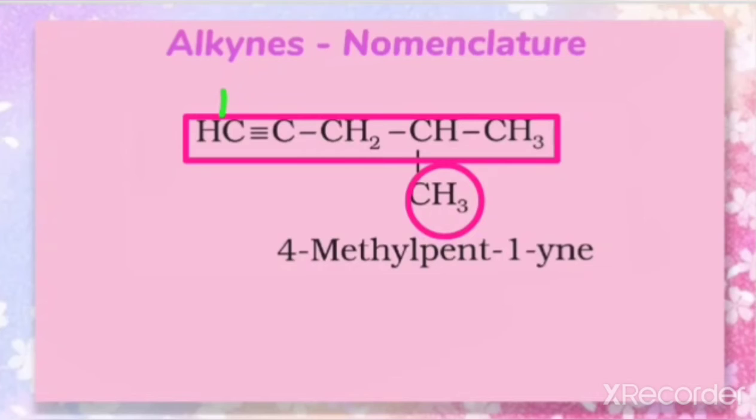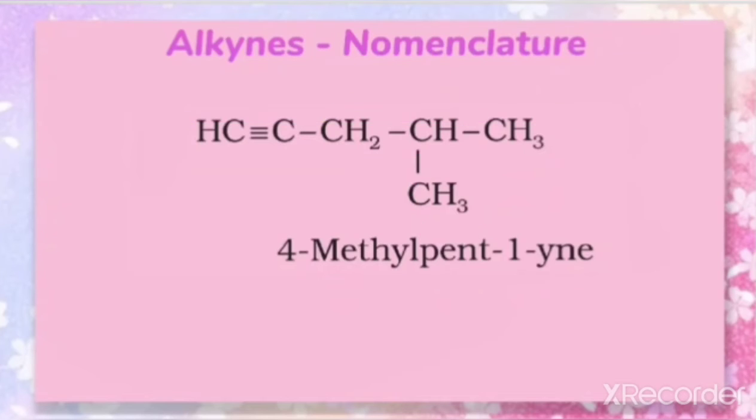So we have to start the counting from here. This one will be the second carbon, third, fourth, fifth. Now the prefix we are using is for the substituent, which is on the fourth position. So it is named 4-methyl. Methyl is the substituent at the fourth position and the number of carbons in the main chain is 5. That's why we use the word root pent, and the triple bond is on the first and second, therefore 1-yne. This is the name for this compound.